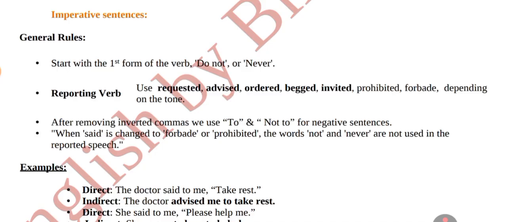Today we are going to learn the third type of sentences, how to convert into indirect speech. The third type is imperative sentences, and here are some general rules.